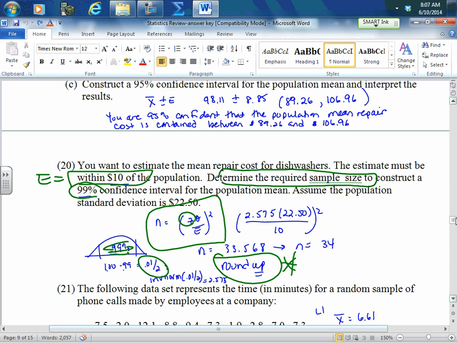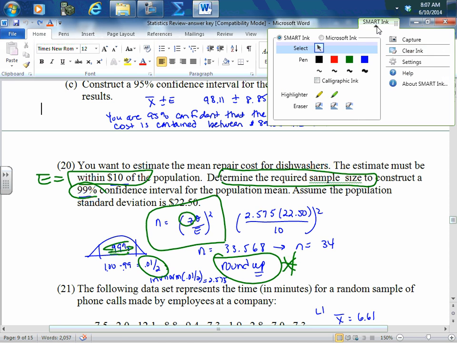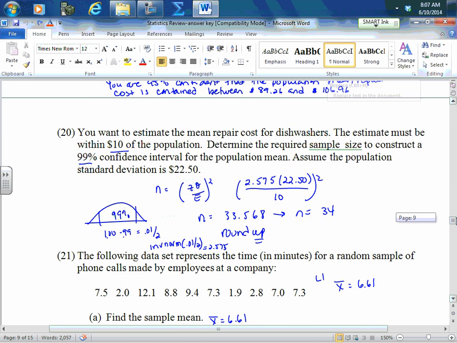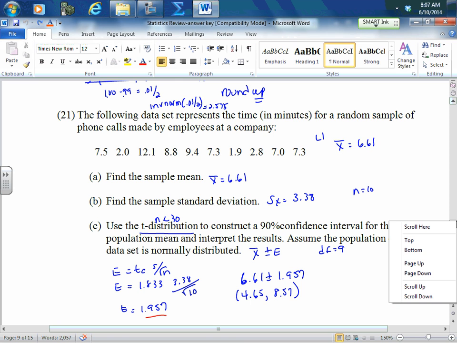Questions on this? This is a good one to review. It's been a little while since we did confidence intervals. Okay. And those of you that use a calc, try it again on your calc. Let's hit one more, 21.